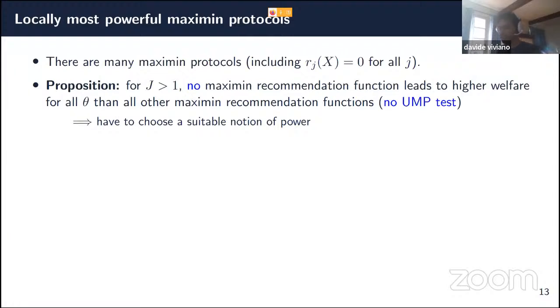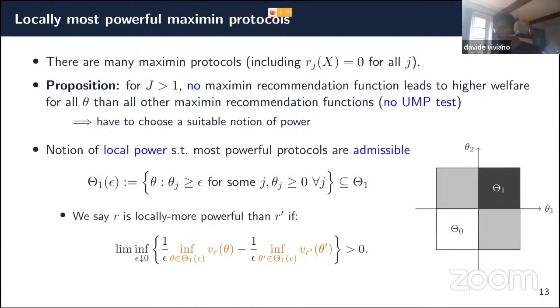Now, this is a negative result, and it challenges our analysis a little, because it means that we cannot find a protocol which is uniformly the best across all possible parameter space. And so we need to make a choice. Within the class of max-min rules, we need to choose some rules which outperform others for some treatment configurations. Now, how do we make this choice?